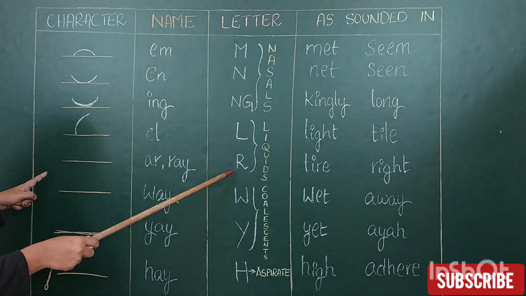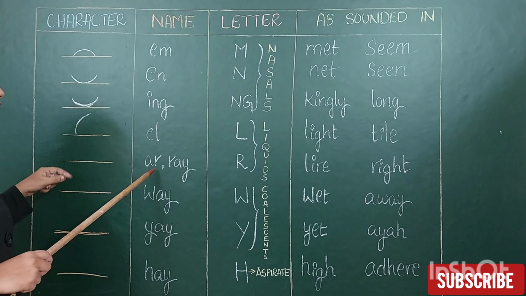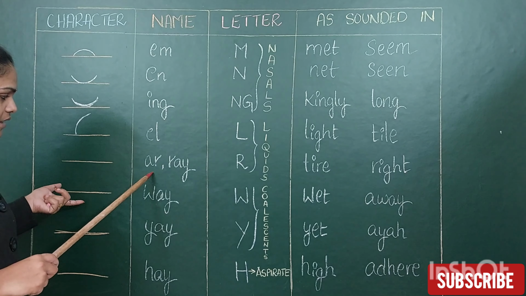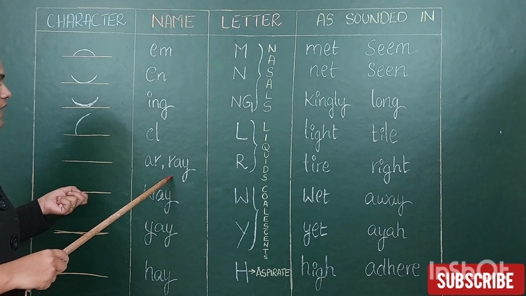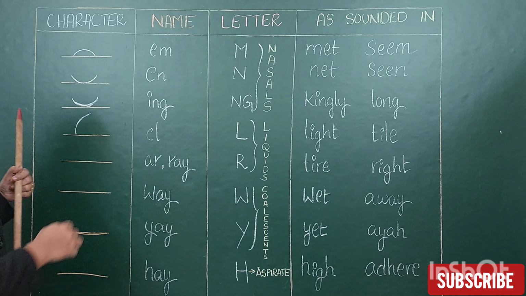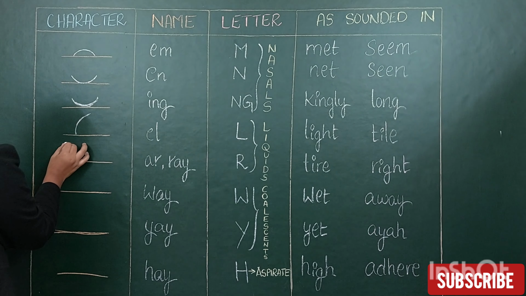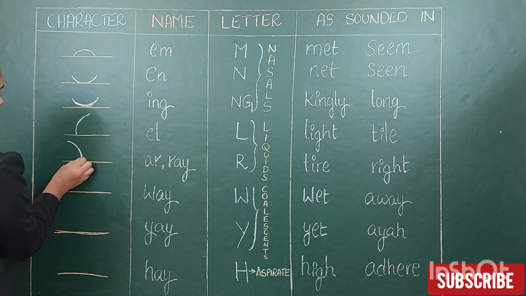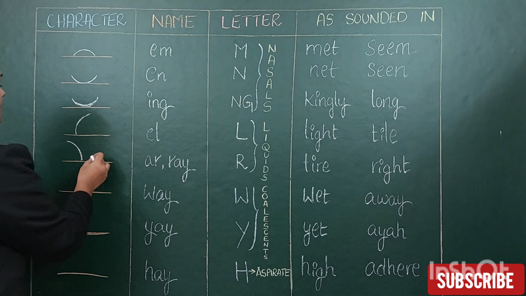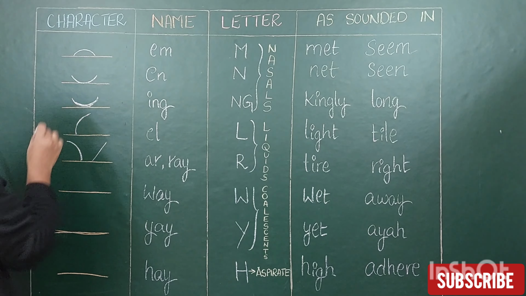Next R, how do you write R? When you pronounce it as "ar", R, or "ray". Then you have to write it: R means it is downward, and "ray" means it is upward.